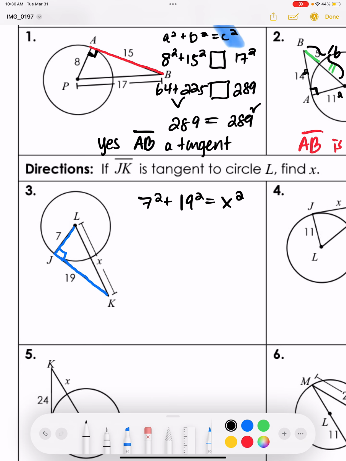You should always, always, always be adding the two short sides. So that's going to be the radius and the tangent. Those are the ones that you always add.